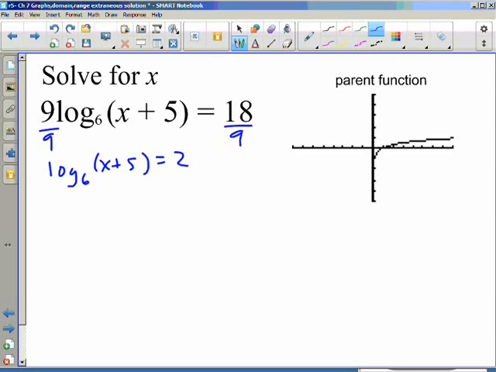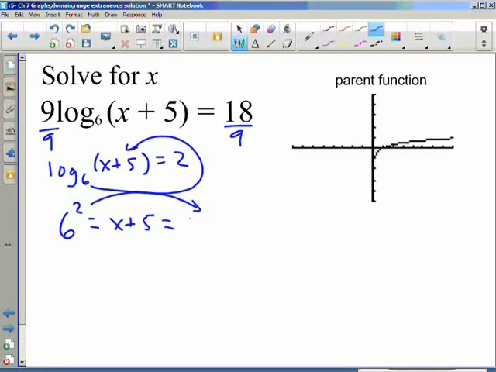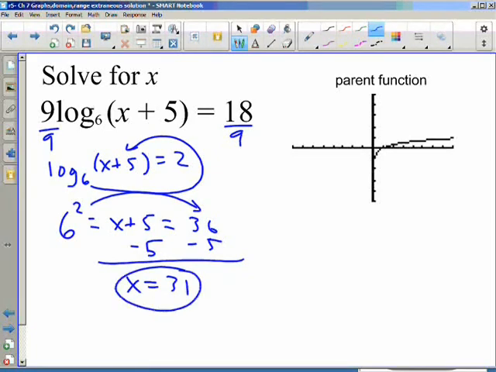And now, hopefully you've picked up on this generic and universal kind of rule about solving logs. We rewrite as an exponential. 6 to the 2 equals x plus 5. 6 squared is 36. Subtract 5. x equals 31.